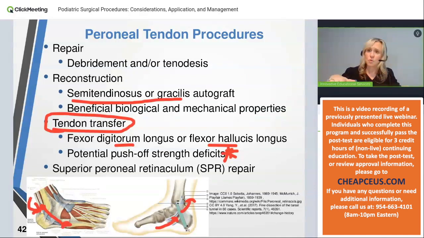Do balance with the shoe off to see that. And then look at push off during gait. We may have to do some extra strengthening of that gastrocsoleus complex to make up for that loss of the flexor hallucis for that patient.